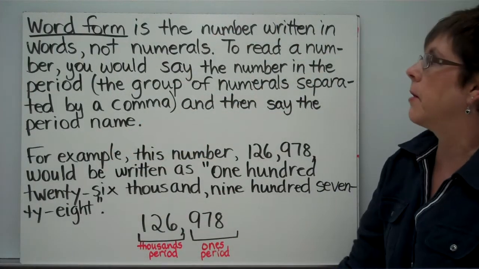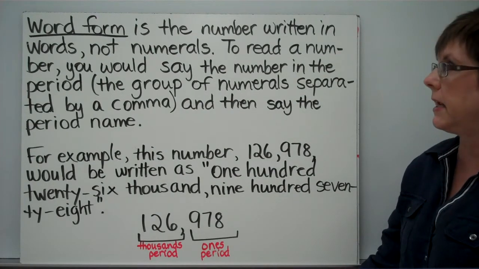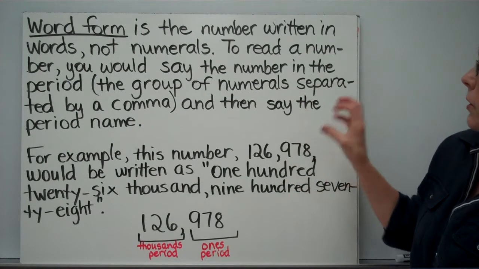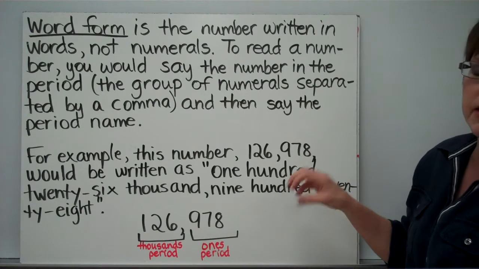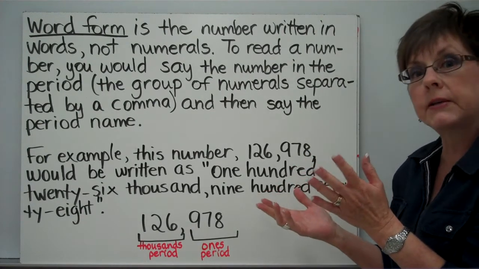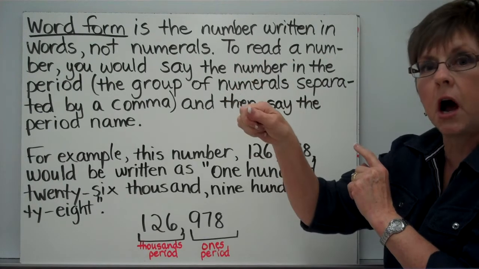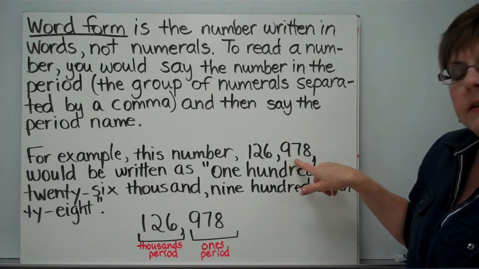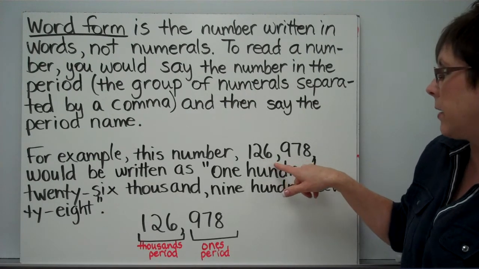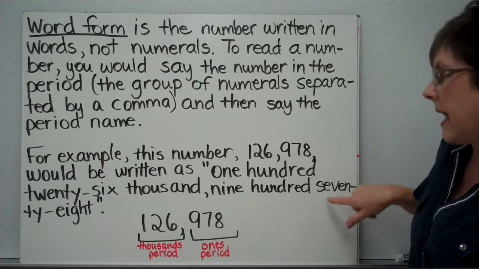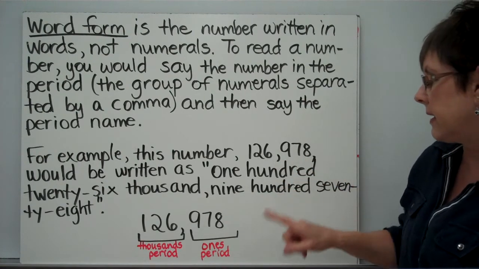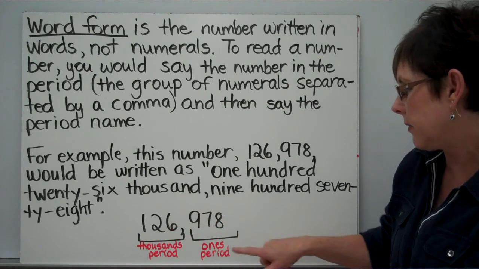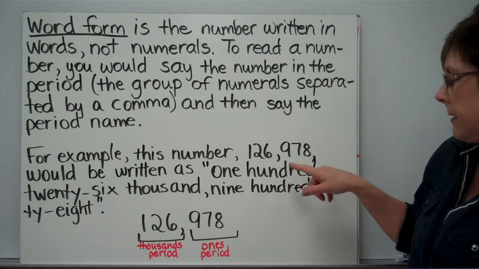Word form is the number written in words, not using any numerals. To read a number, you would say it in the period, which is the group of numbers separated by a comma, and then you would say the period name. Remember in class we talked about every 3 digits has a comma, and that's called the period, every 3 digits. For example, if we had this number, we would say that this is 126,978. The reason is 126 is in the thousands period, and 978 is in the ones period.